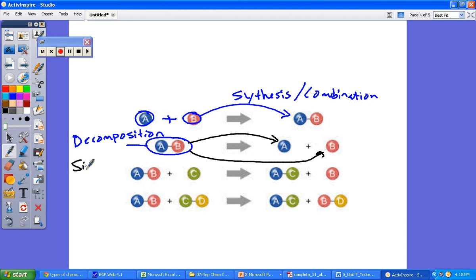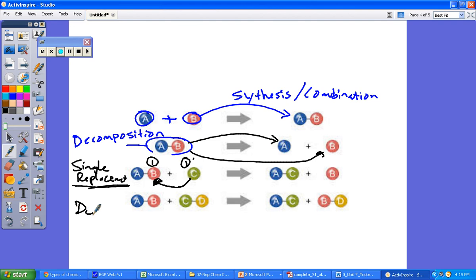A single replacement is the next one. And a single replacement just means that usually the positive ion is going to replace the positive ion in a compound. So in this case, C is exchanging, and actually this one is written a little bit differently. So excuse my erasing there. C is going to replace B in this case. And so again, it's a single replacement because one atom is exchanging for another atom.